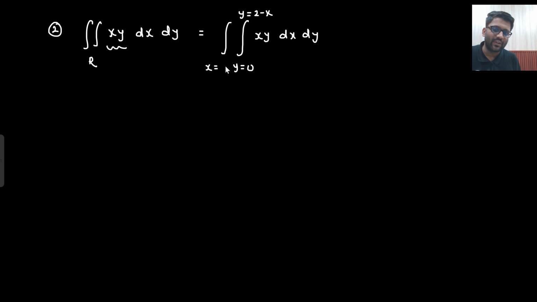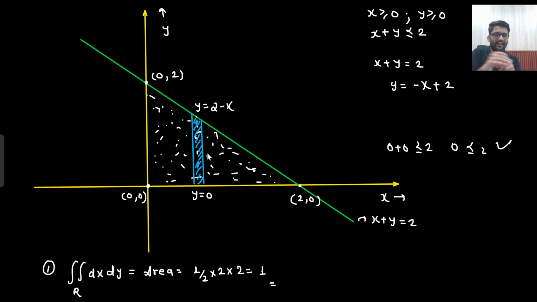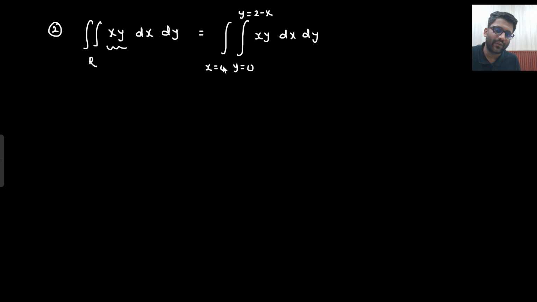How will the limit of x go? So what I will do is that now I will move this strip in the x direction. First I have taken the limit of y. Now this strip will be moved in the x direction. So the value of x will be taken from 0 to 2. If you move this strip in the x direction, the value of x will go from 0 to 2.